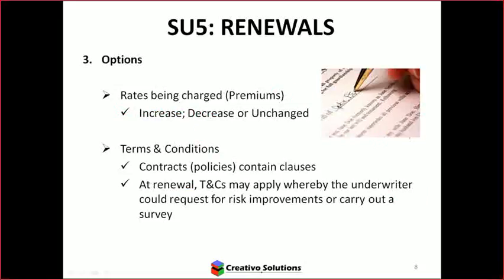Okay, so here are your options. What can come out of all that negotiation? Well, there's a few things. The first thing is about the premium. Is your premium going to stay the same? Is your premium going to come down? Or are they going to keep your premium the same? Okay, unchanged. Increase, decrease, or unchanged?